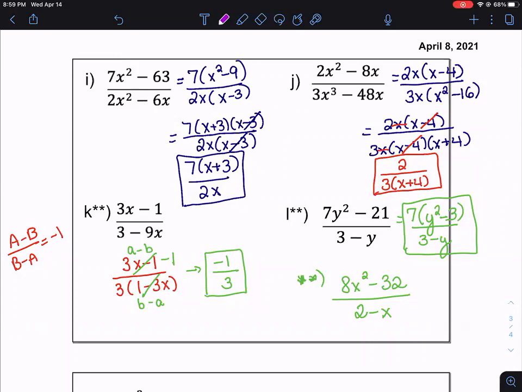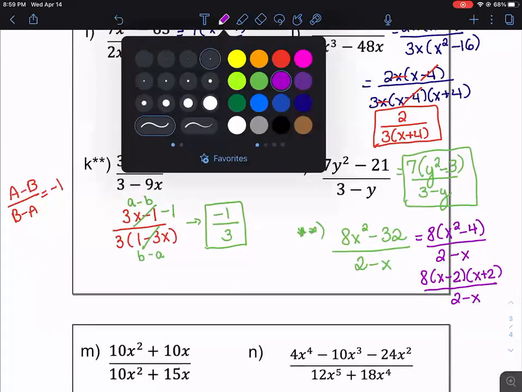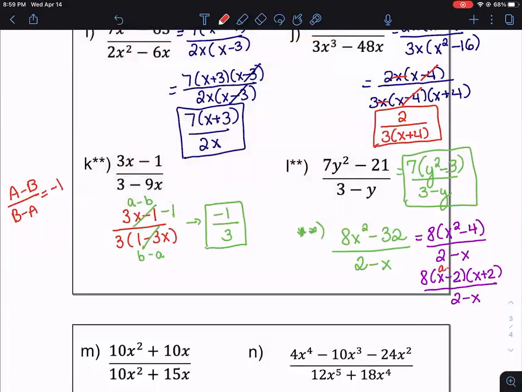Okay, so 8 is the GCF, giving me x squared minus 4 over 2 minus x. That x squared minus 4 can be factored more into x minus 2 and x plus 2. It is a difference of squares over 2 minus x. There is your a minus b over b minus a right here. So there's a minus b, b minus a.